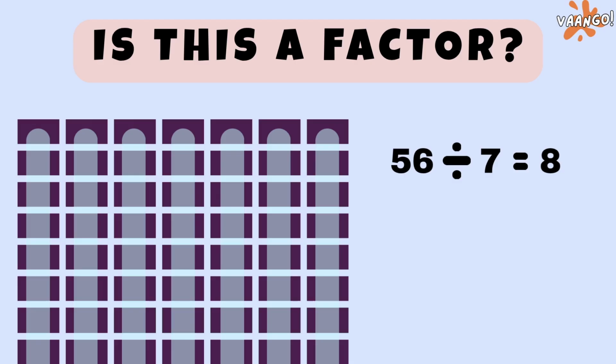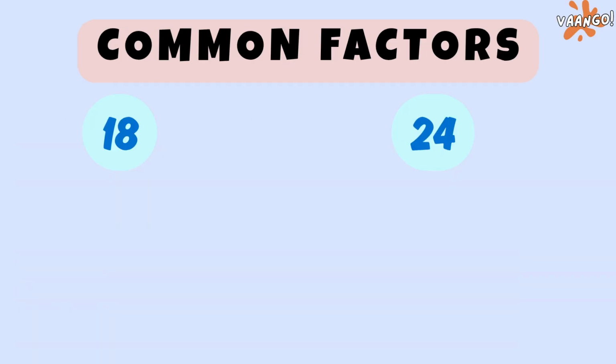The blocks fit perfectly, and the tower stands strong. If the division doesn't work out evenly, like trying to fit a 9 block into 56, the pieces won't line up. So 9 is not a factor of 56. Now let's learn common factors.